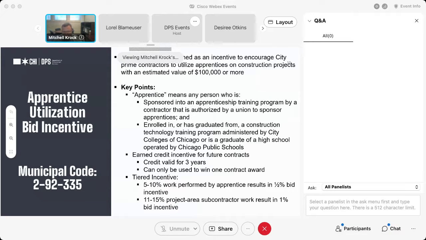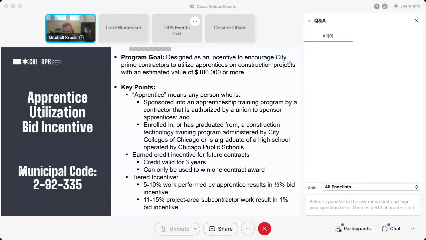There is a firm and detailed definition of apprentice, which I encourage you to look through, but basically it is a person who is sponsored into an apprenticeship training program by a contractor that is authorized by a union to sponsor apprentices and is enrolled in or has graduated from a construction technology training program administered by city colleges, or if that person is a graduate of a CPS high school.